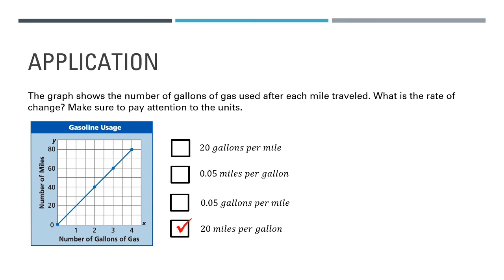The correct answer is 20 miles per gallon. And we can know that because if you look at the graph here, one gallon of gas was used for 20 miles that was traveled. So this means 20 miles per 1 gallon.